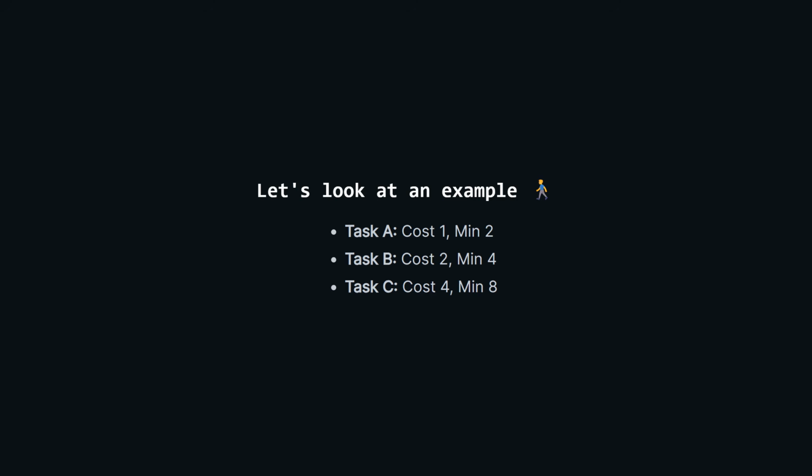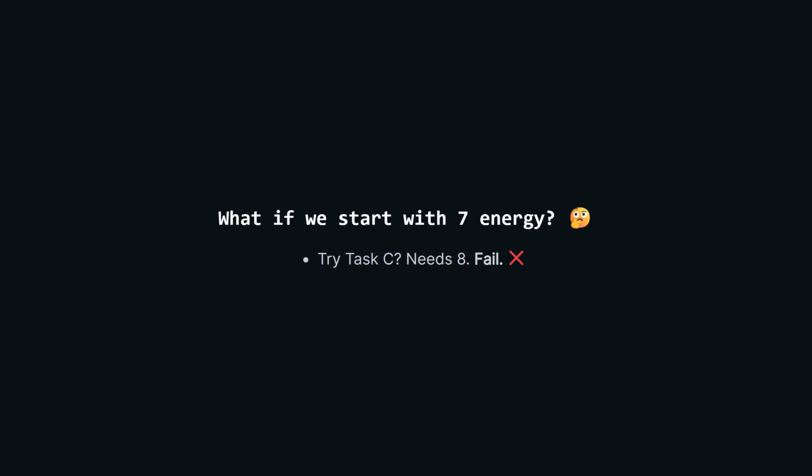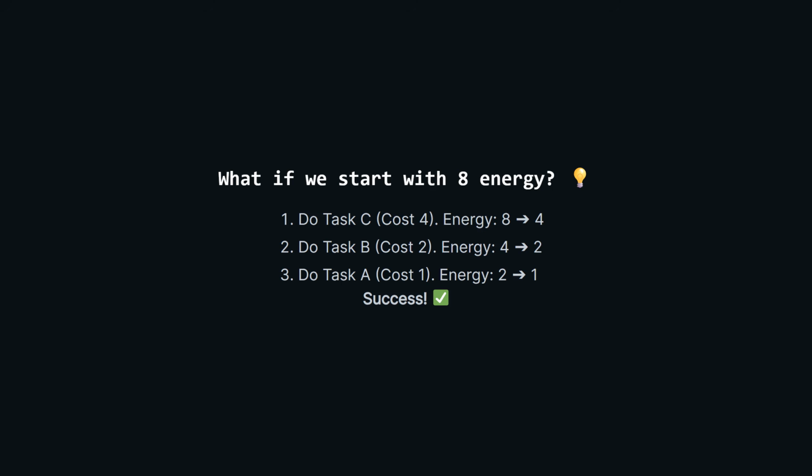Let's walk through a simple example. We have 3 tasks. Task A costs 1 but needs 2. Task B costs 2 but needs 4. And Task C costs 4 but needs a whopping 8 to start. What happens if we try to start with 7 energy? Well, if we try to knock out the biggest task, Task C, right away, we can't. It requires a minimum of 8.